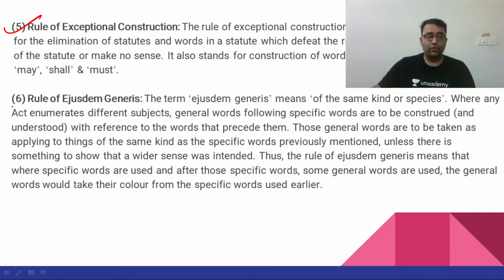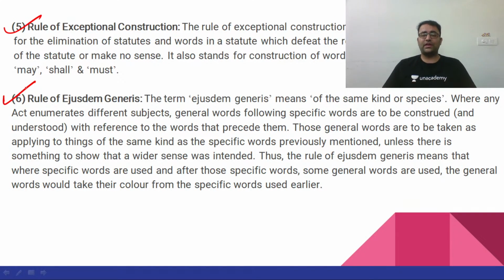Then you have the rule of ejusdem generis. The term ejusdem generis means of the same kind or species, where any act enumerates different subjects. General words following specific words are to be construed and understood with reference to the words that precede them. Those general words are to be taken as applying to those of the same kind as the specific words previously mentioned, unless there is something to show that a wider sense was intended.